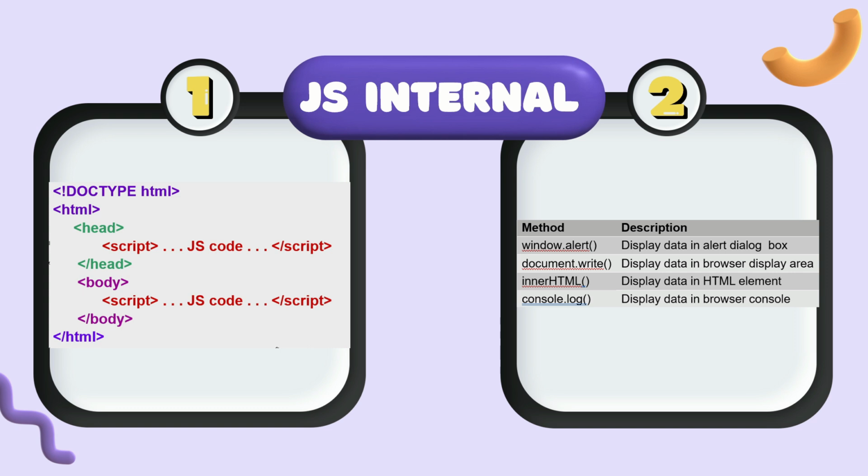JS internal. Here, the first image shows the basic syntax for using JavaScript internally in HTML itself. The second image shows some methods: window.alert, which displays data in an alert dialog box. document.write displays data in the browser display area. innerHTML displays data in an HTML element and console.log displays data in the browser console.